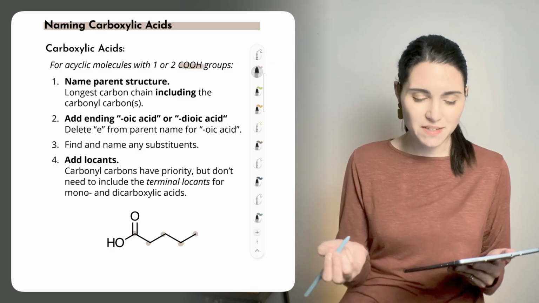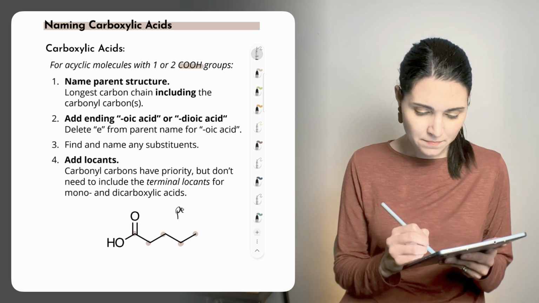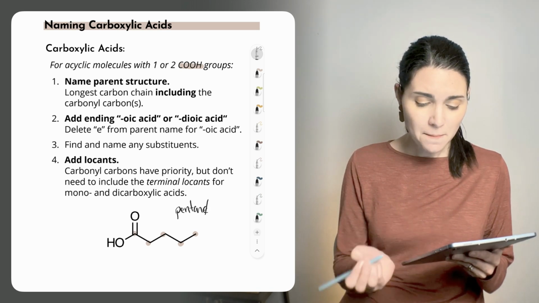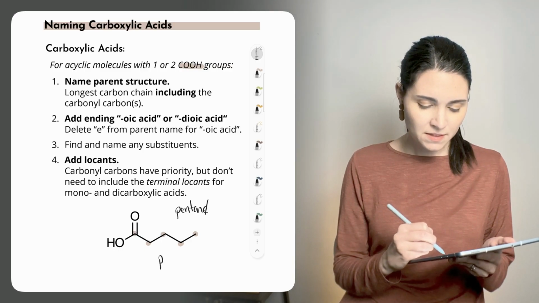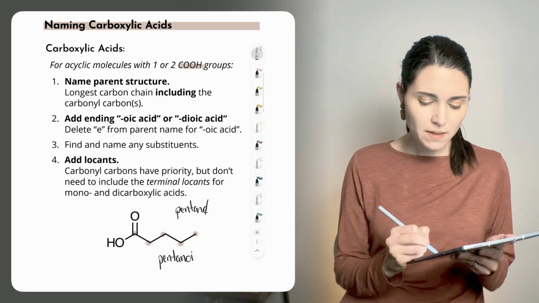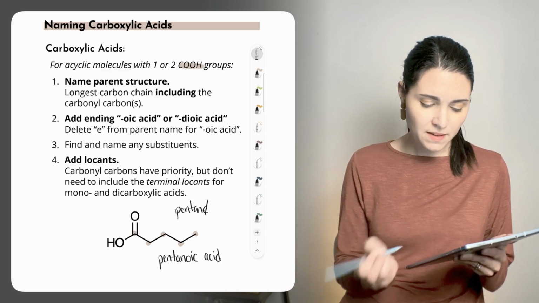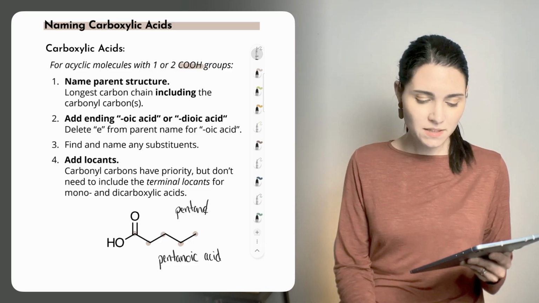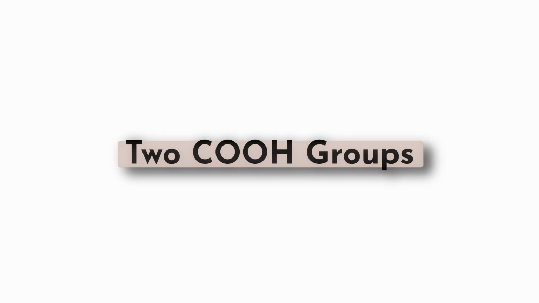Oh, I actually did something different than a hexane. This is a pentane parent, and so we drop that E and we add oic acid. So this is pent and oic space acid. And that's the full name of that molecule. We don't need to add locants because they're understood. Pentanoic acid.